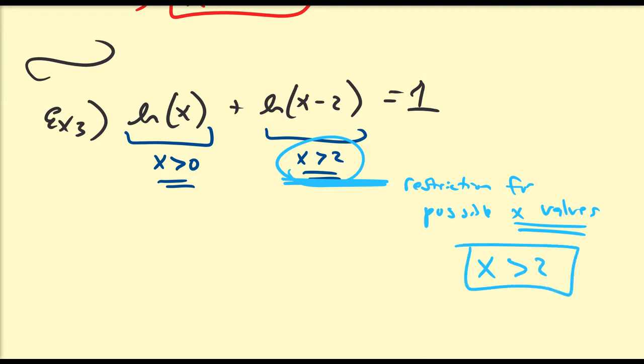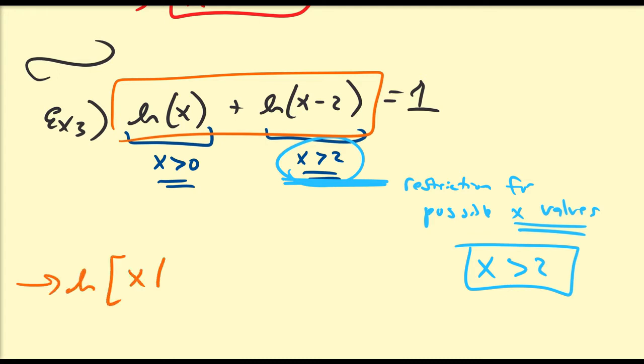And now let us continue with how to solve this, right? Remember that when we add logarithms, that's the same thing as taking the logarithm of the product of those interiors. So this is actually the same as writing the natural log of x times x minus 2, and that must be equal to 1.